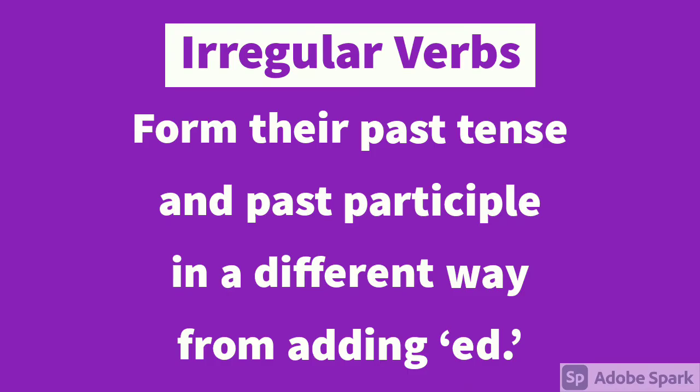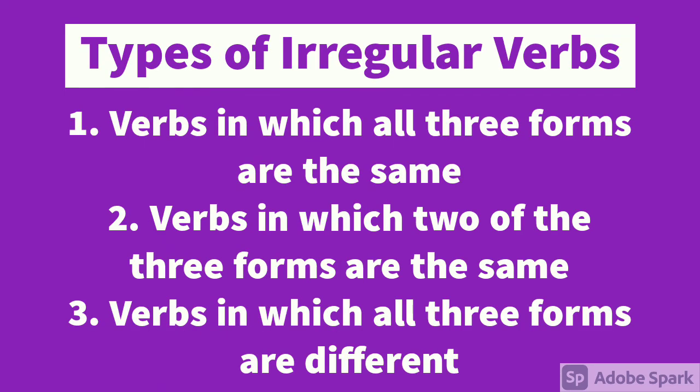Now let's move on to the next one, which is irregular verbs. Irregular verbs form their past tense and past participle in a different way from adding ed. Based on that, we can divide these irregular verbs into three types. In the first type, we have verbs in which all three forms are the same.